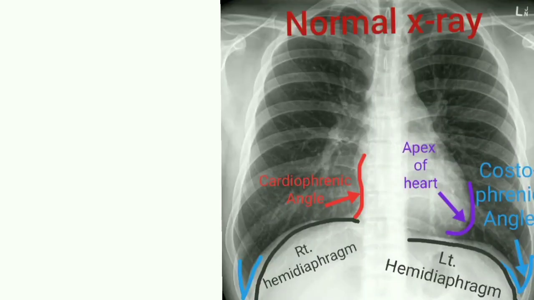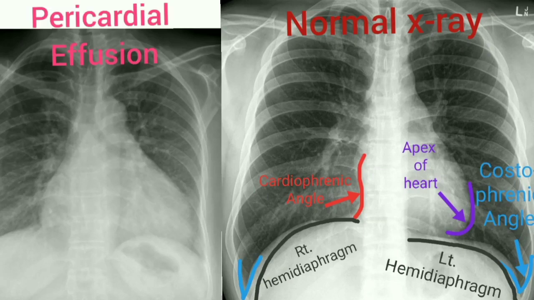So on the right there is a normal X-ray and on the left there is a pericardial effusion case X-ray. On the normal X-ray, I have mentioned all these key points which will help you to detect the cases. The first point is the cardiophrenic angle mark. The second is the distance of the cardiac apex from the costophrenic angle. The third is the space occupied by the heart on the left hemidiaphragm. So the first one, cardiophrenic angle. You can clearly see in the normal X-ray there is a mark of the cardiophrenic angle on the right side of the heart, which you won't be able to mark on the pericardial effusion.